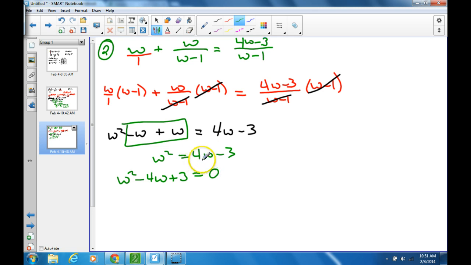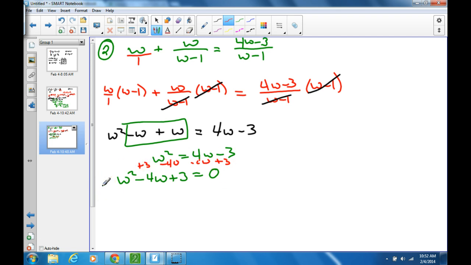I subtracted 4w from both sides, so I get this. Subtract 4w, because I need to move it to the other side. And I need to add 3 to both sides to get that to the other side. So that's how I got that.